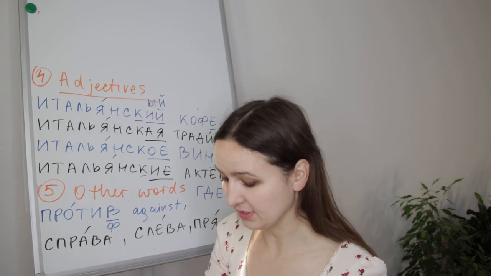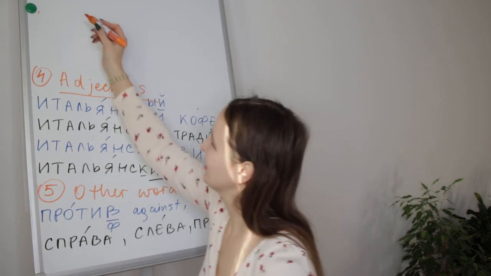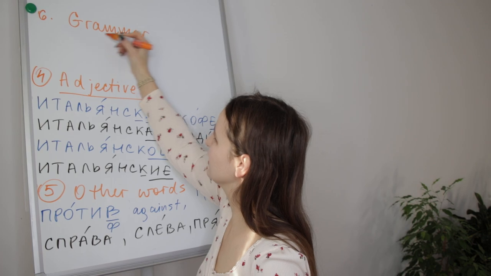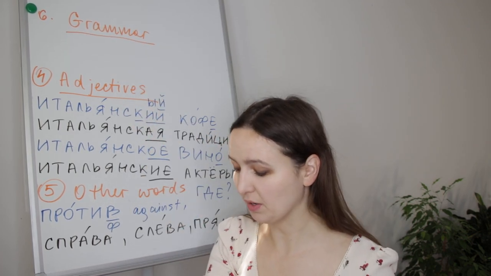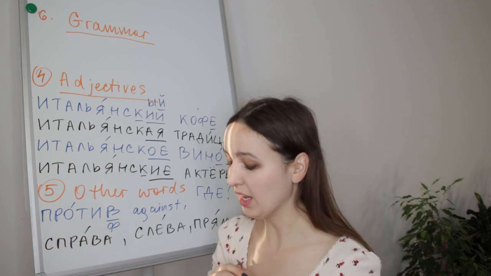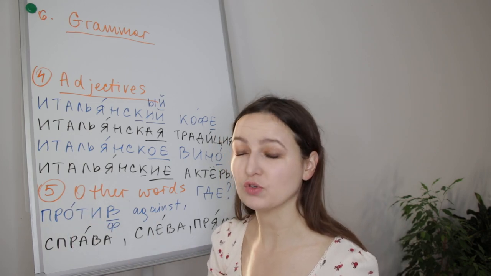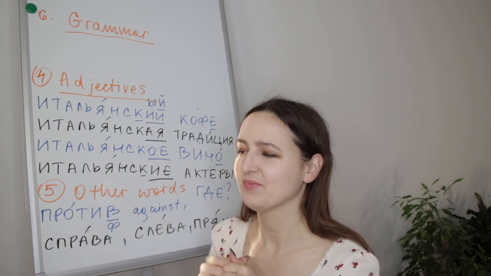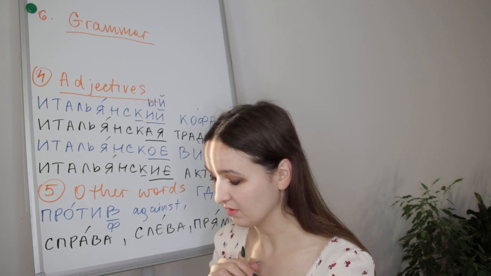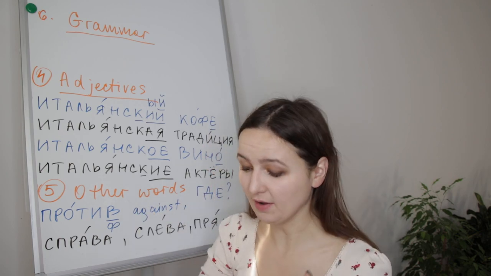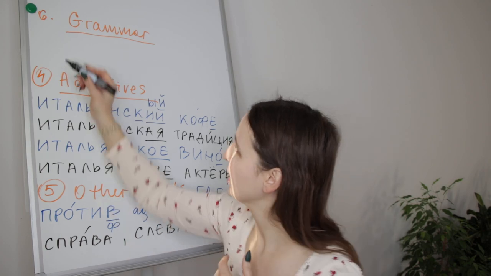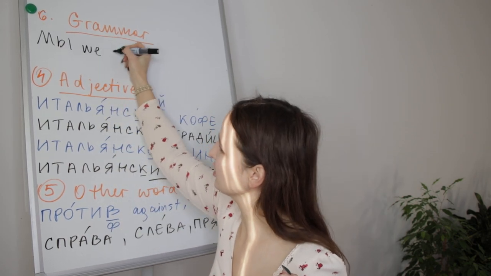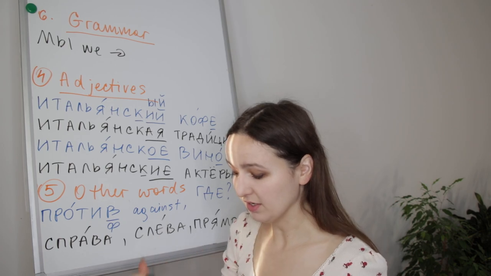And the next part, number six, is grammar. A little bit of grammar. Today we are going to talk about мы, we, and we are going to learn how to say our, your in plural, our, their. Not there. Our, да? It's all about мы. Мы is we in English. How to say our in Russian?